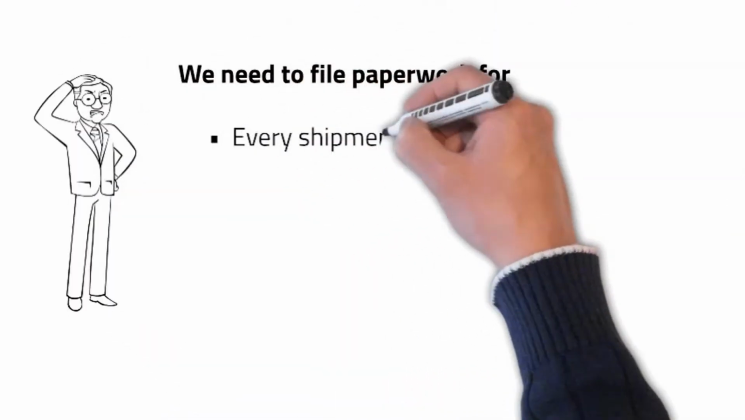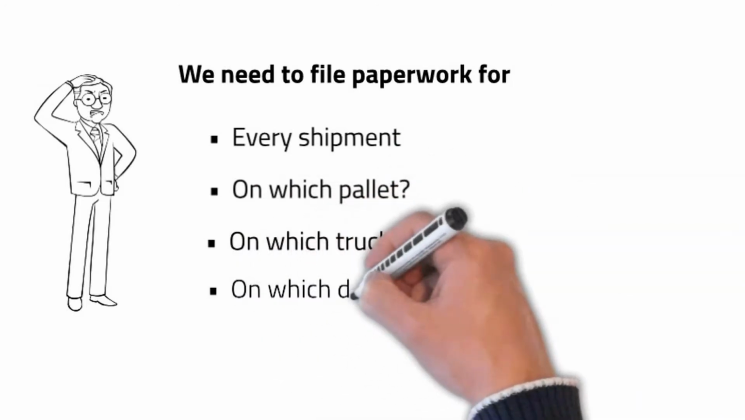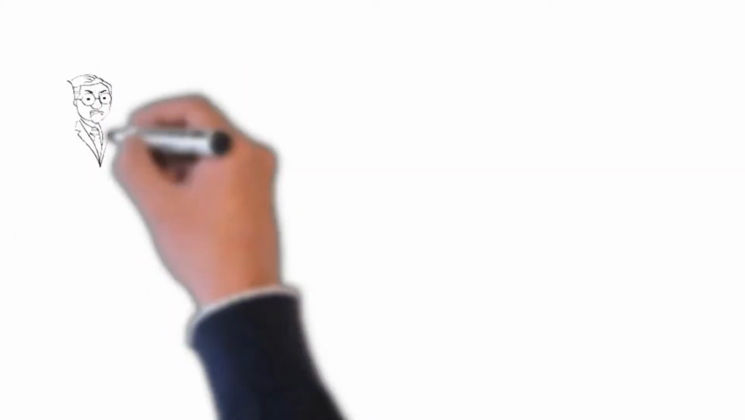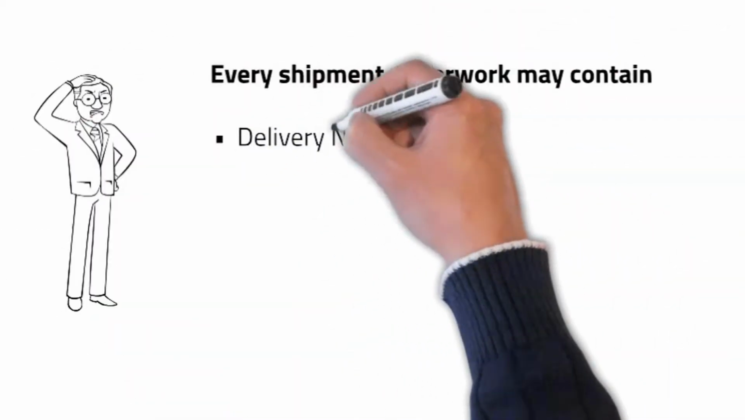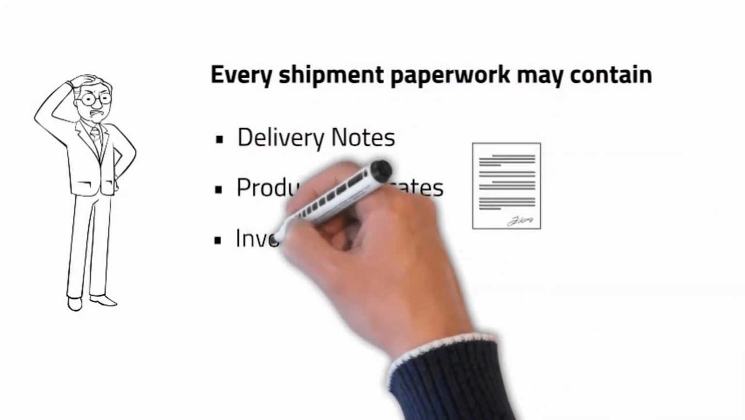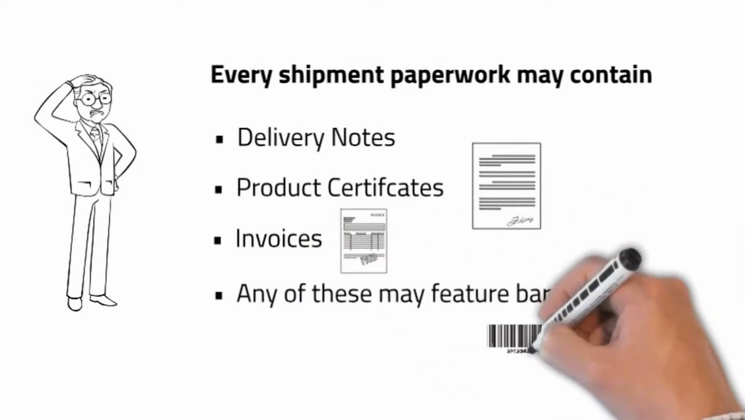He has to keep all these records for 7 years. Now that gives him a big headache because he needs to file the paperwork very detailed for each shipment, each pallet, each truck, and each date. Now, the paperwork itself is quite comprehensive. It contains all sorts of details about what is in that shipment, delivery notes, invoices, certificates. Some have barcodes, others don't.